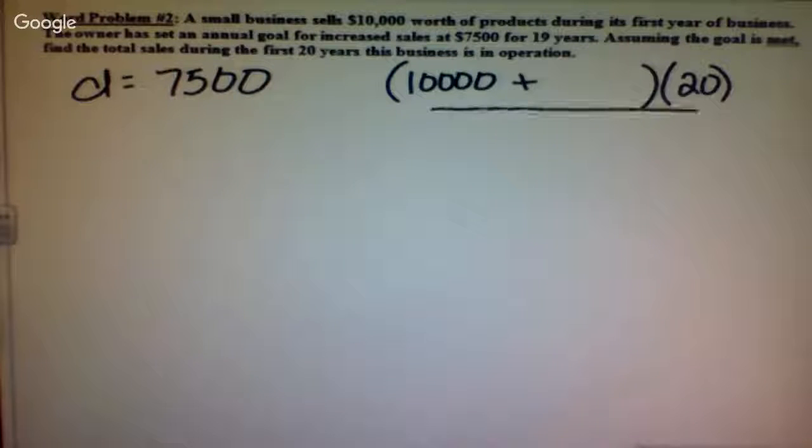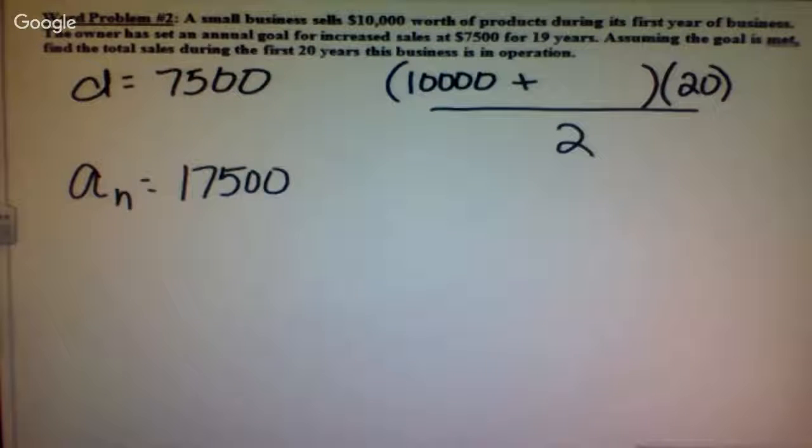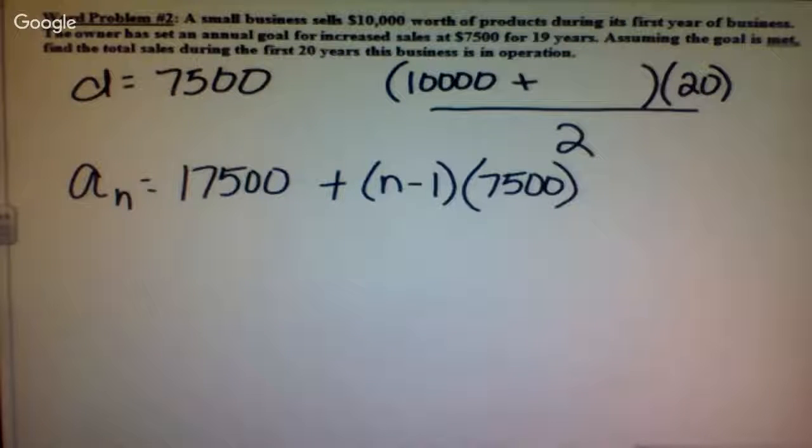20 divided by 2. So I need to go back to my explicit equation, A sub n. What value goes in for A sub 1 here? 17,500. Okay, so your P sub 0 was 10,000. Your D value is 7,500. So the next number in line is 17,500. So that is your A sub 1, plus n minus 1 times 7,500. That's my D value. So we've got a total of 20 years going on. So that goes from P sub 0 to P sub 19. So we're plugging in 19 here.